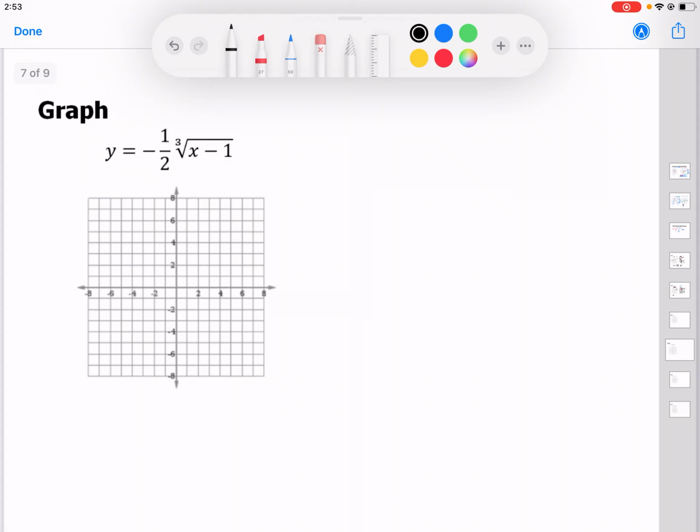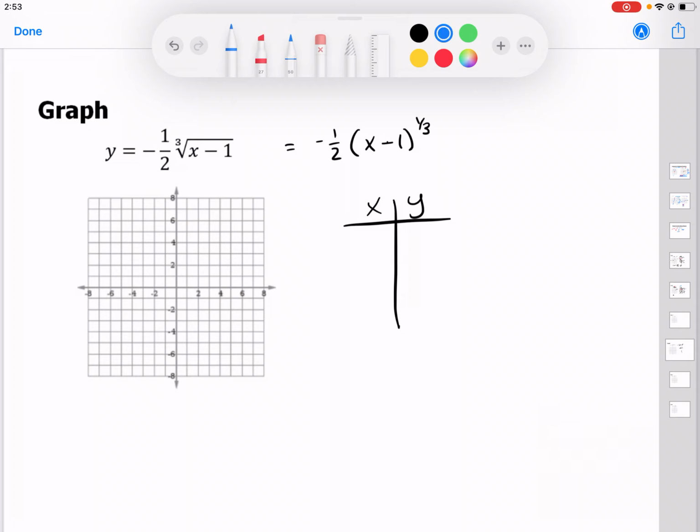So you might have something like this. This could be written as negative 1/2 times x minus 1 to the 1/3 power. They mean the same thing. Don't let that scare you. Let's go ahead and just do this problem.